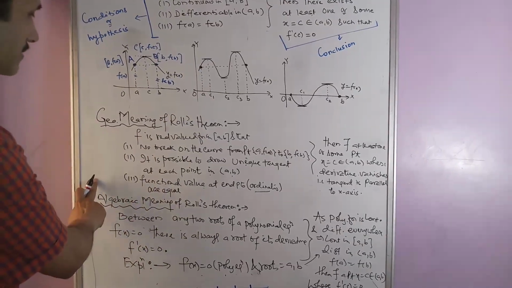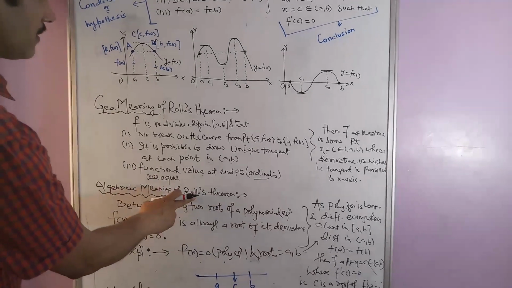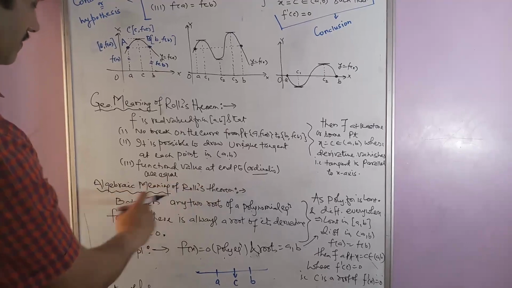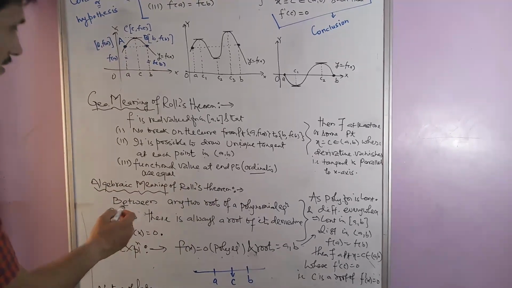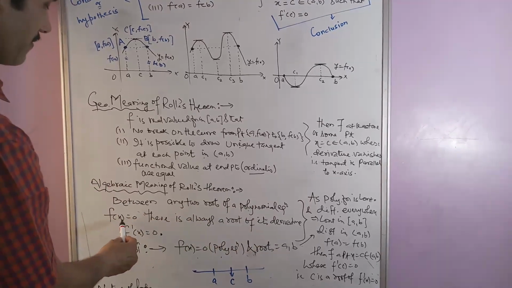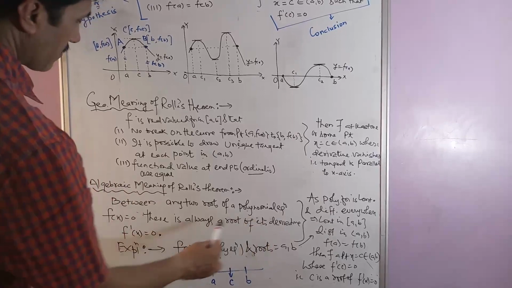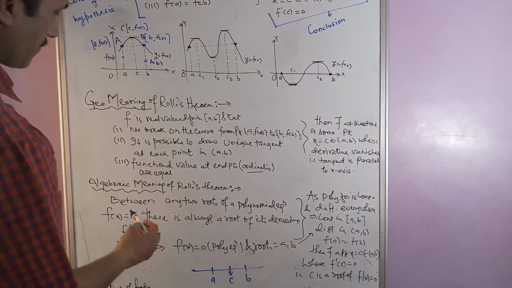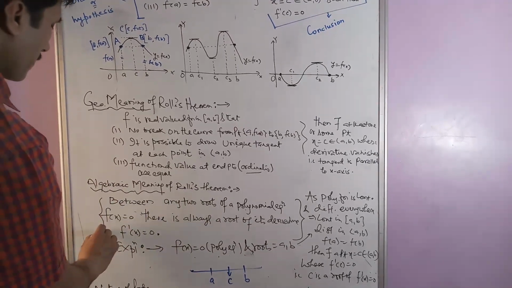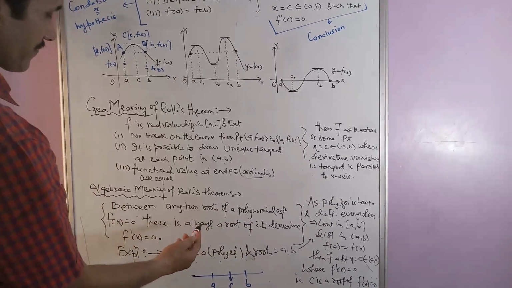An alternative explanation of Rolle's theorem is called the algebraic meaning of Rolle's theorem. Here the statement is: between any two roots of a polynomial equation f(x) equal to 0, there is always a root of its derivative f dash x equal to 0. Between any two roots of a polynomial equation, there is always a root of its derivative.